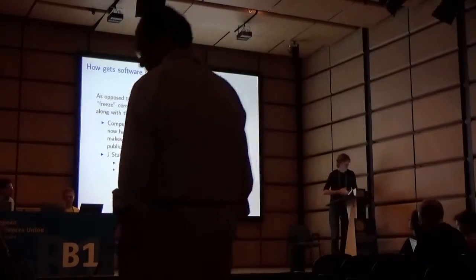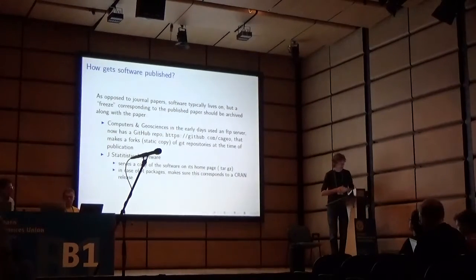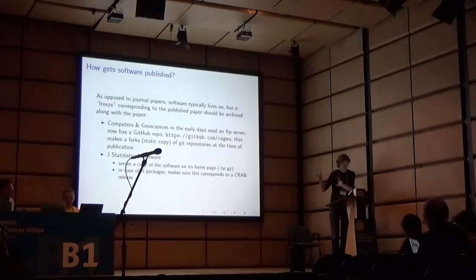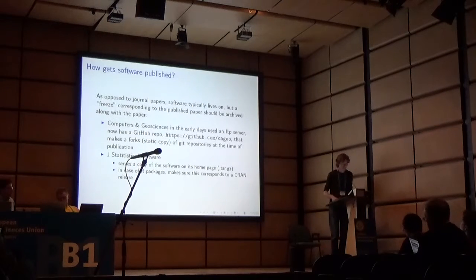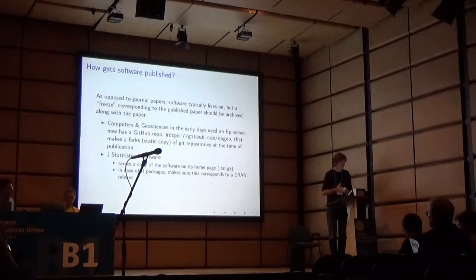For instance, Computers and Geosciences, where I'm one of the co-editors-in-chief, in the early days used an FTP server, and now uses GitHub. GitHub is a repository where it forks the software that is there and says, this is the fork, the copy of the thing that came with the publication. The Journal of Statistical Software, another journal where I'm involved as an editor, basically provides the copy of the software on its homepage.